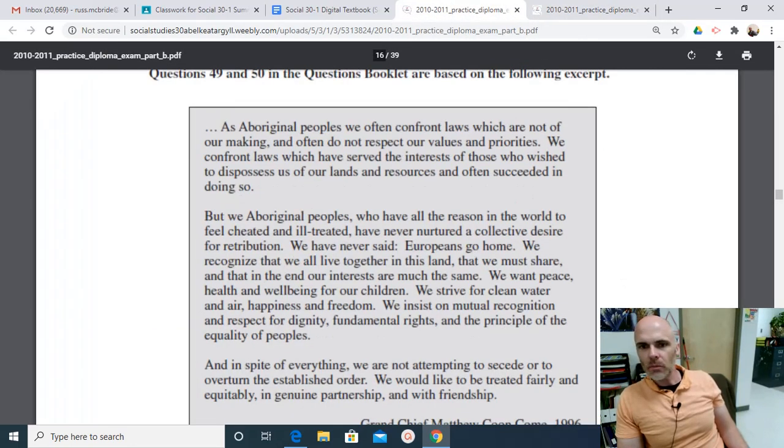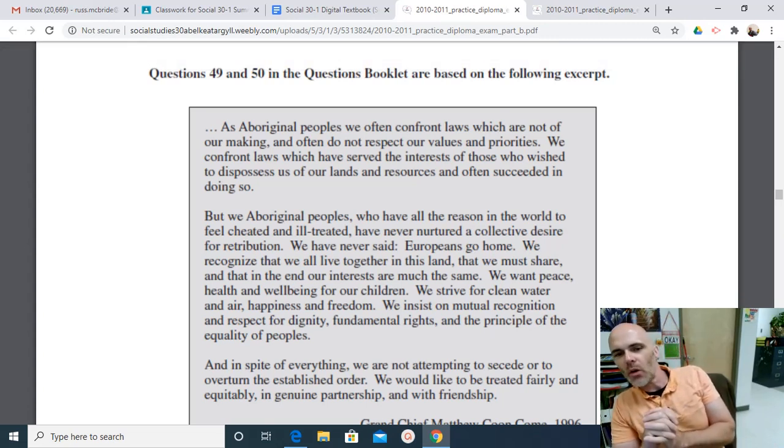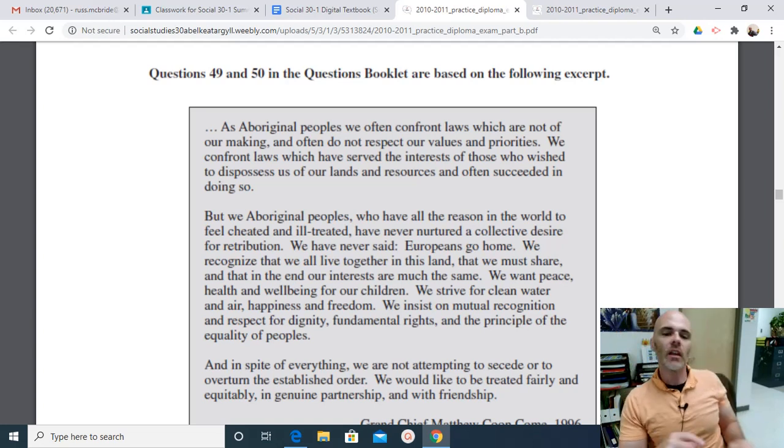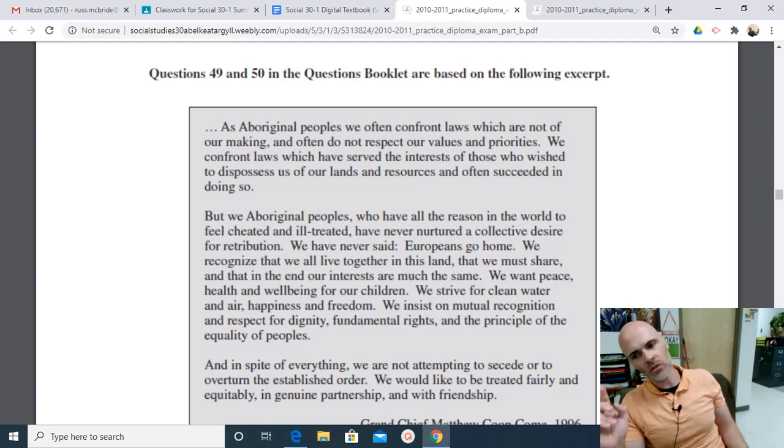As Aboriginal peoples, we often confront laws which are not of our making and often do not respect our values and priorities. We confront laws which have served the interests of those who wish to dispossess us of our lands and resources, and often succeeded in doing so. But we Aboriginal peoples, who have all the reason in the world to feel cheated and ill-treated, have never nurtured a collective desire for retribution. We have never said Europeans go home.